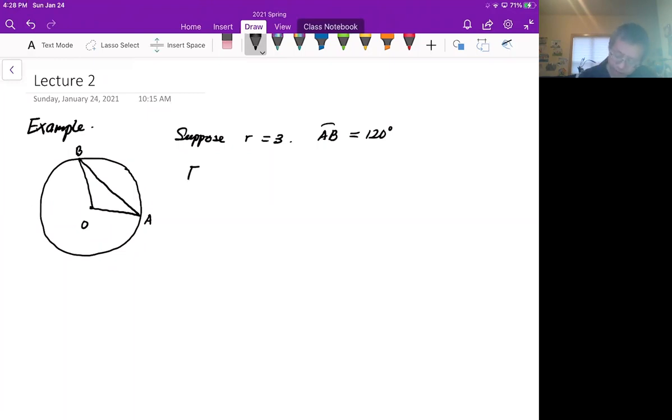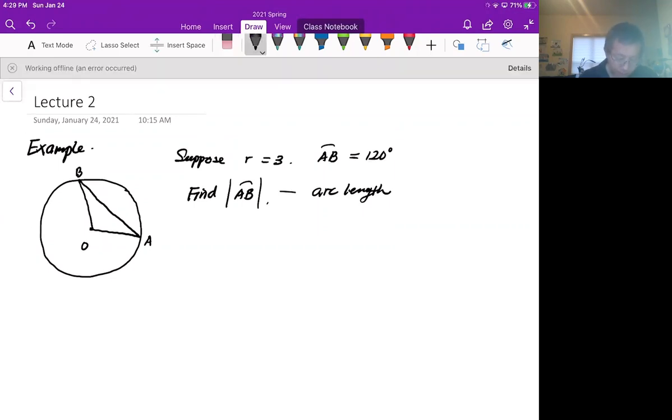And I want to find the following. I want to find the arc length. So this is an arc here, and then I get a length here. So the two bars means it's an arc length. So this means arc length. Okay. Arc length. All right. And now I want to find the other one. What is this? This is just the length of the segment, right? It's the length of the segment AB.